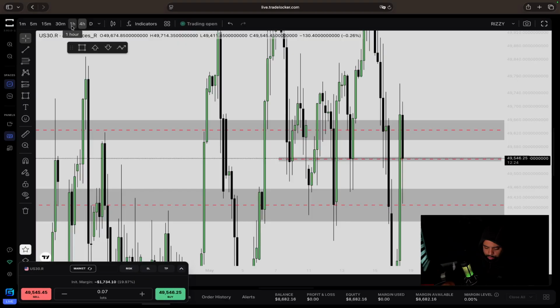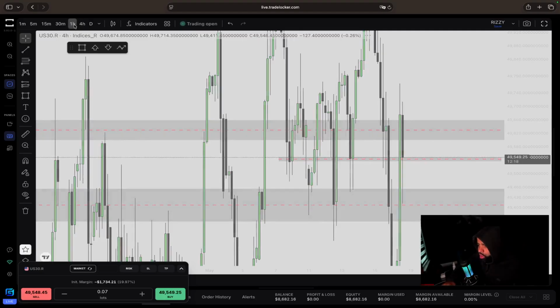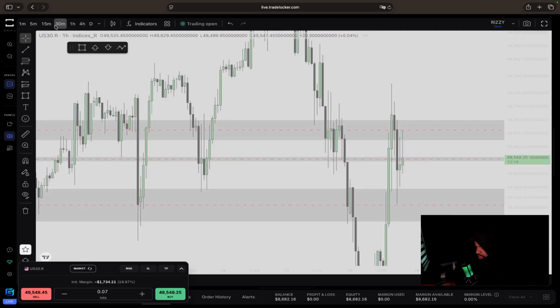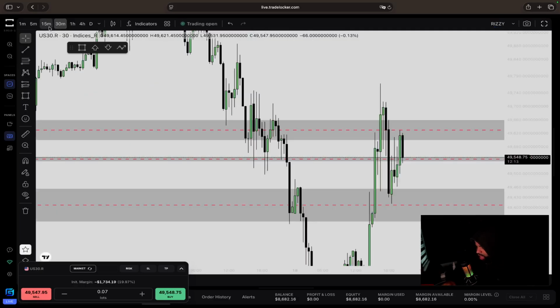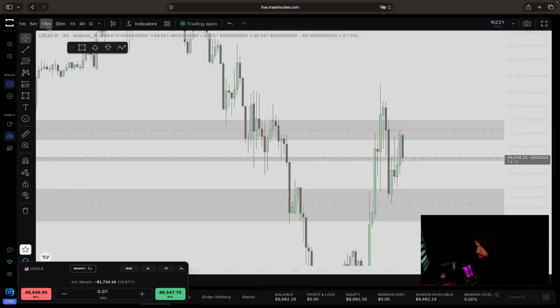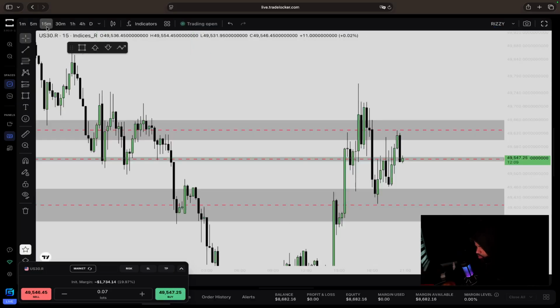If price stays above that, I'll take buys. So I mark this zone up. Then, so that's the 4 hour. Then I will go to a lower time frame, such as the 15-minute and the 5-minute. So when price was dropping down here, I didn't like that it was too low like this. I wanted price to come back above this, and that's exactly what I did.